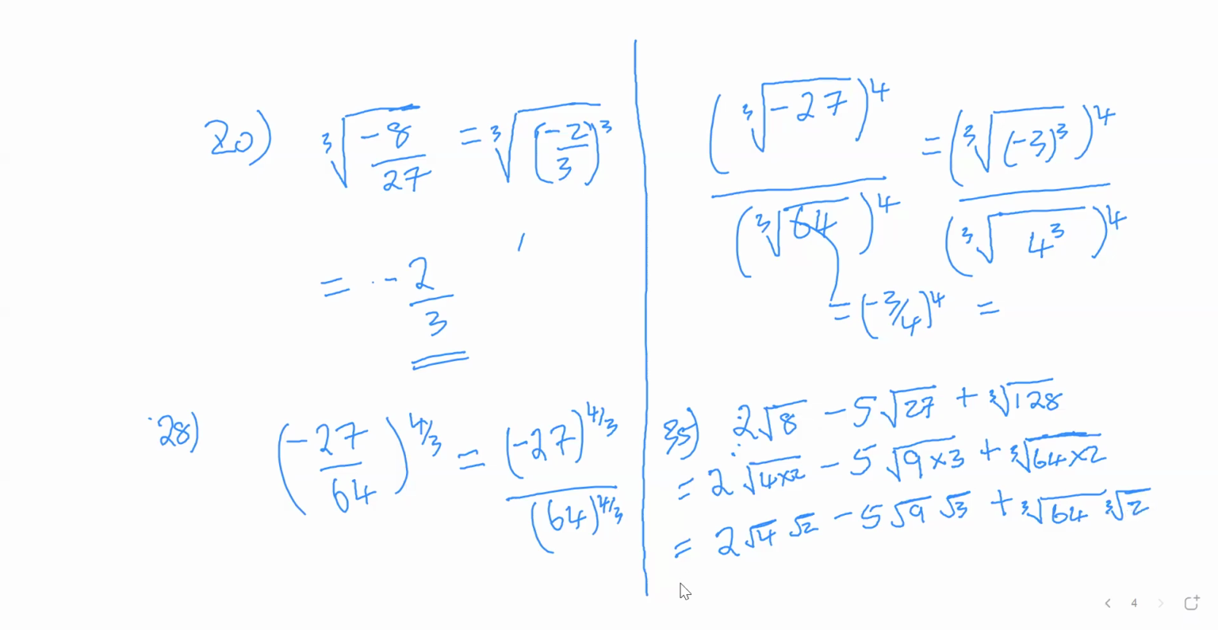So that said, I can then simplify. The square root of 4 is 2, times this 2, it becomes 4 root 2, minus the square root of 9 is 3, times this 5, it becomes 15 root 3, plus the cube root of 64 is 4, so 4 cube root of 2. And we can't simplify this any further. So this is then our final answer.